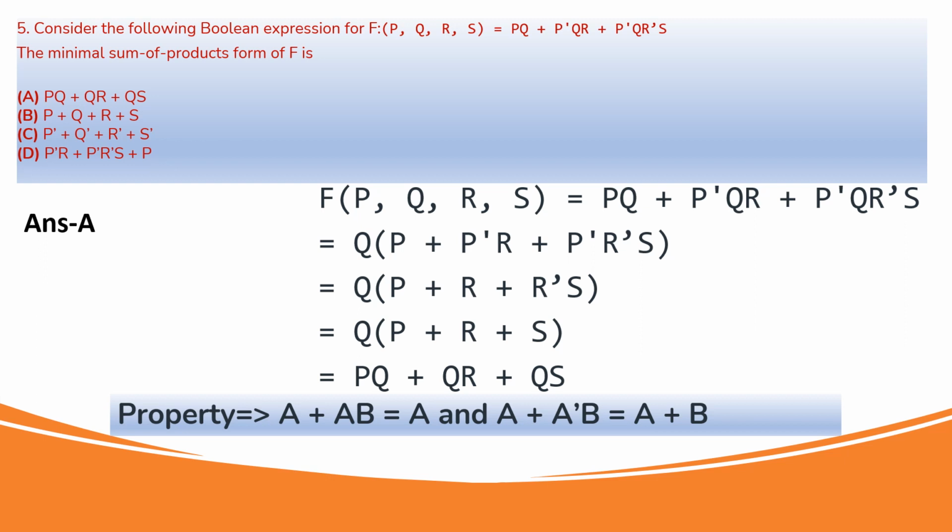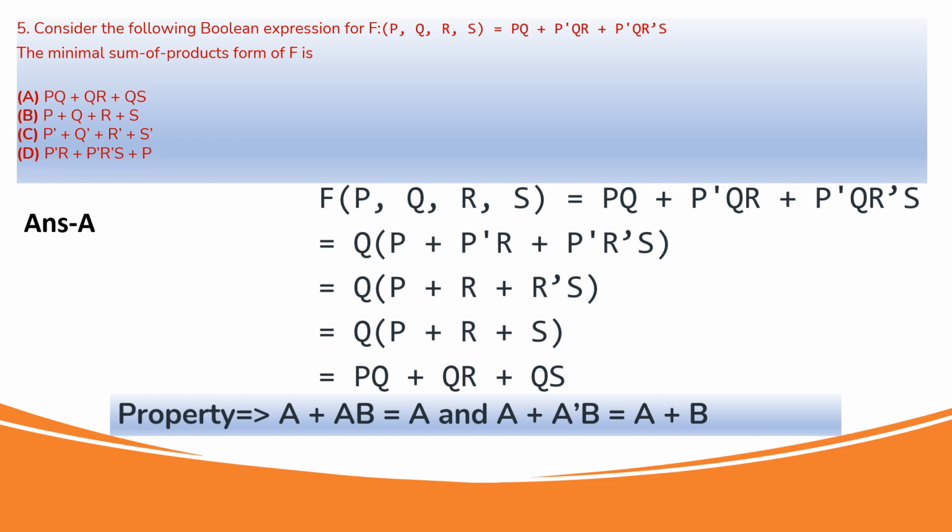So we know the property, like here I have mentioned the two properties. The first property is a plus ab equals a, because when we take a as common, in the parenthesis it would be 1 plus b. So overall 1 plus b will be 1 only, so overall it will come as a.